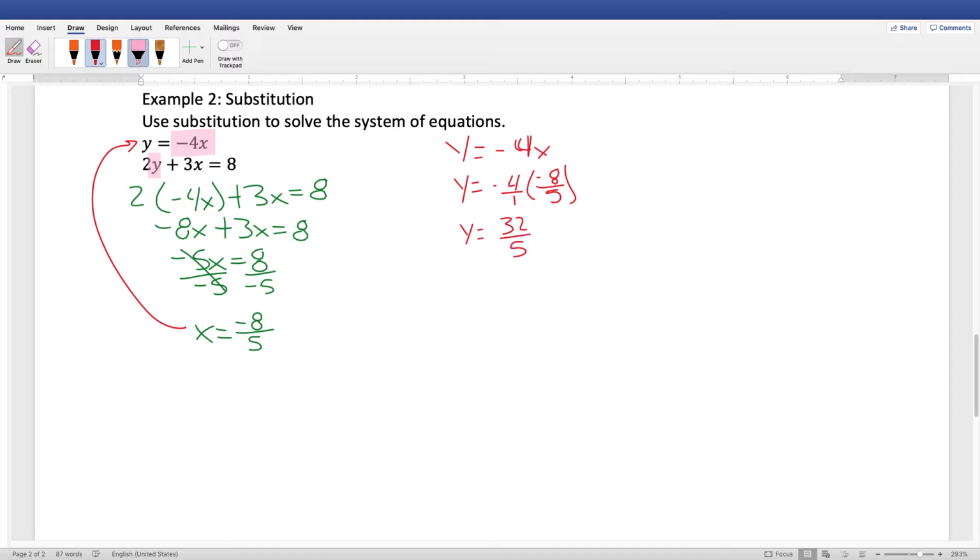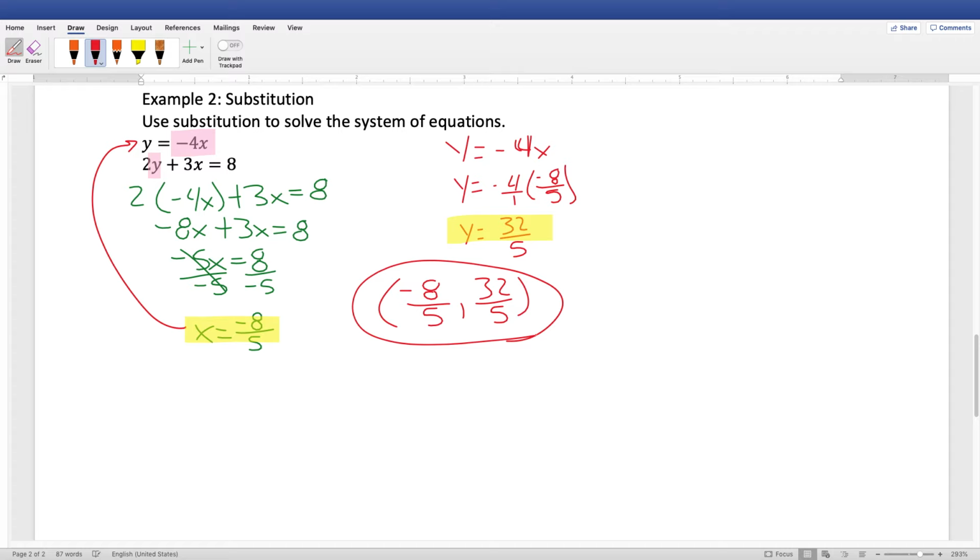So now we have an answer for x and an answer for y. We know the point of intersection. Point of intersection is always x comma y. And so my answer is (-8/5, 32/5). That is my point of intersection of these two systems of equations.